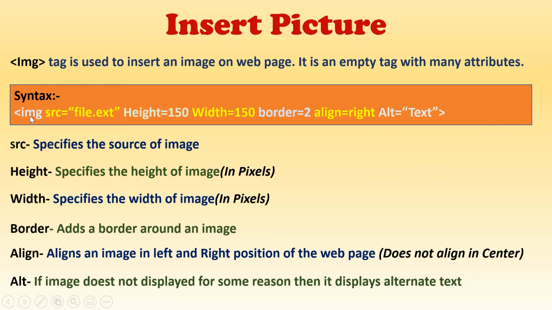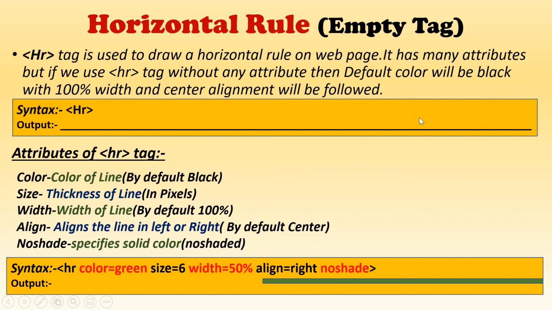Now we see the syntax. IMG SRC. We give the file name here and the extension. Height of the image I am giving in pixels 150, width 150, border size is 2, align is right. Then the picture will be displayed in the right position, and this is the alternate text.